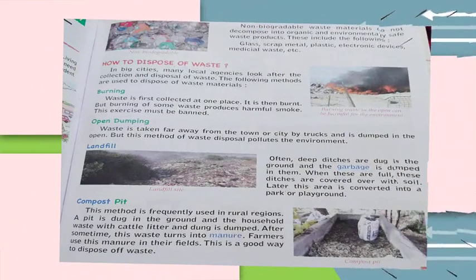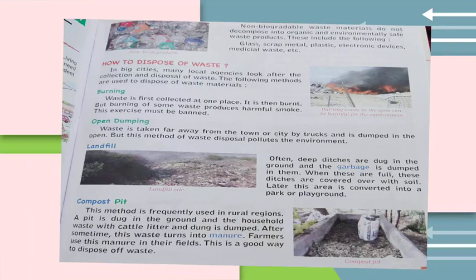Now, when we come to the next, we see non-biodegradable material. Non-biodegradable waste materials do not decompose into organic and environmentally safe waste products. These include the following: glass, scrap, metal, plastic, electronic devices, medical waste, etc. When we talk about non-biodegradable waste, it cannot be decomposed into organic or environmentally safe waste products. So this type of waste cannot be decomposed, and we have to recycle it.